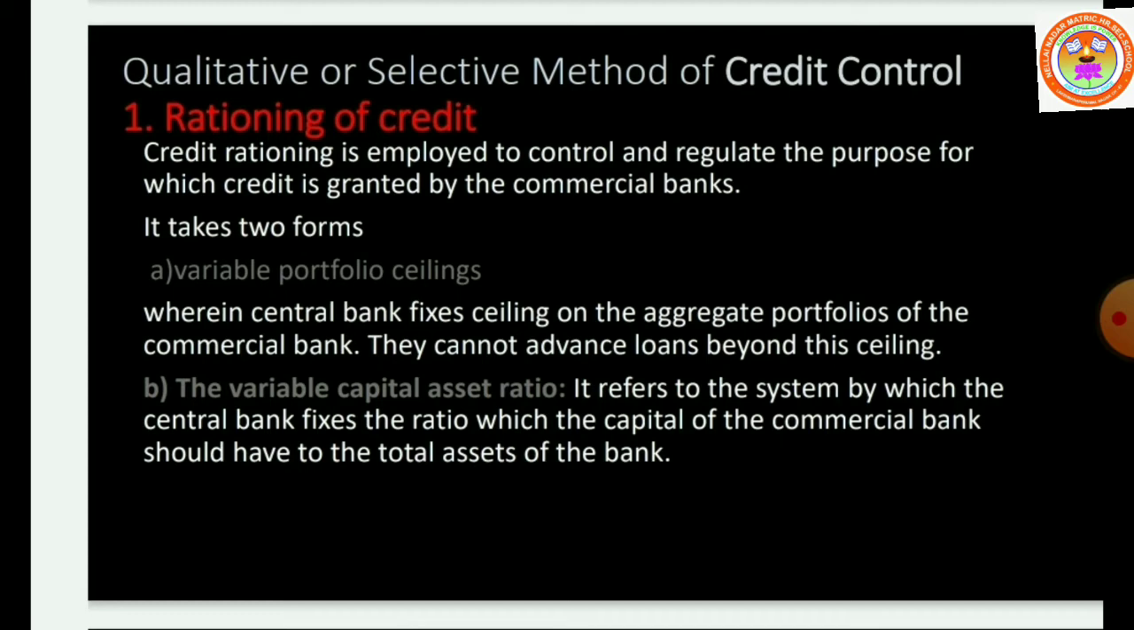First, we can see the rationing of credit. Credit rationing is employed to control and regulate the purpose for which credit is granted by the commercial banks. Credit rationing takes two forms: variable portfolio ceilings and variable capital assets ratio. Variable portfolio ceilings, wherein the central bank fixes a ceiling on the aggregate portfolios of the commercial bank. They cannot advance loans beyond this ceiling. Whereas in variable capital assets ratio, the central bank fixes in relation to the capital of a commercial bank to its total assets.